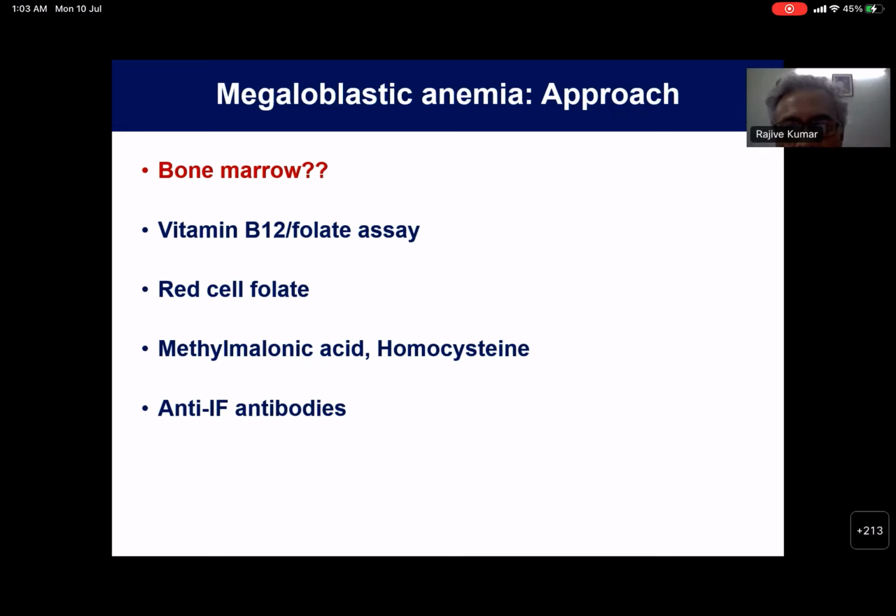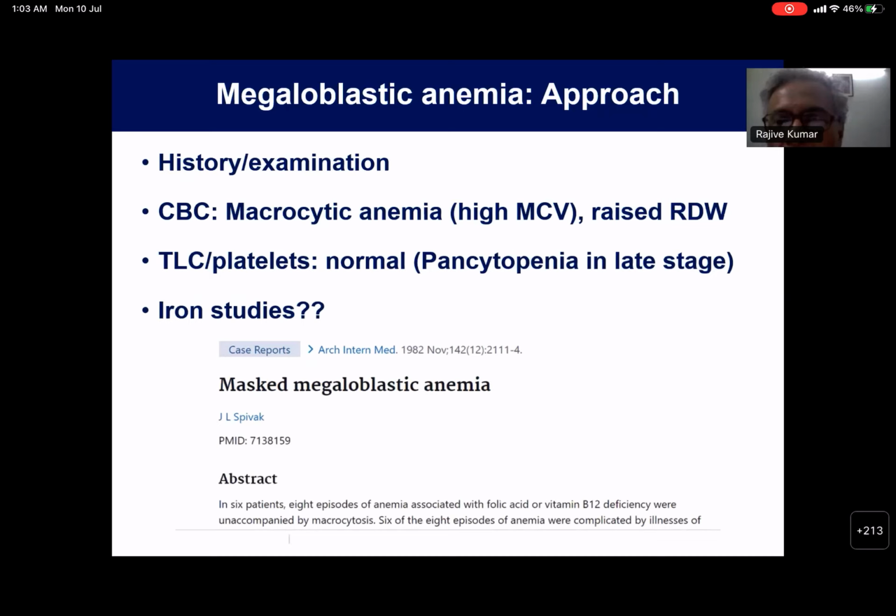Please, sir. Can you go back to that paper by Jenny L. Spivak? Yes, sir. In the abstract, the first line, I think the students should also hear. In 6 patients, 8 episodes of anemia associated with folic acid or B12 deficiency were unaccompanied by macrocytosis. So these cases, just from the first 2 lines, were different from what Dr. Naveen has shown. Please remember that. There was B12 and folic acid deficiency, but it was unaccompanied by macrocytosis. That was because of the underlying iron deficiency. Am I right, Dr.? Yes, sir.